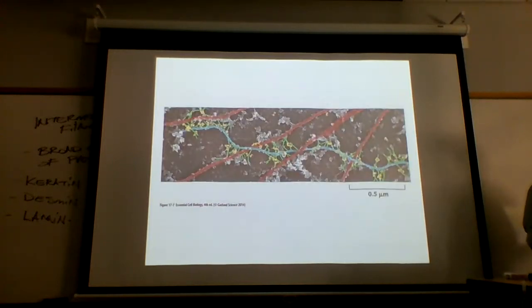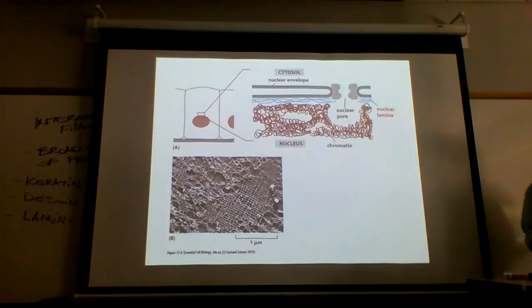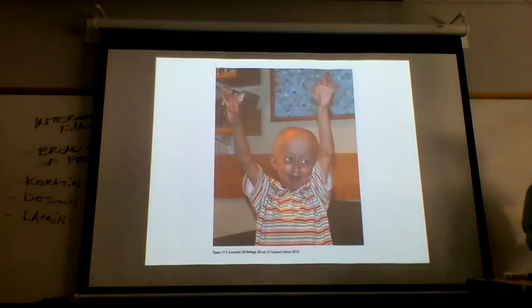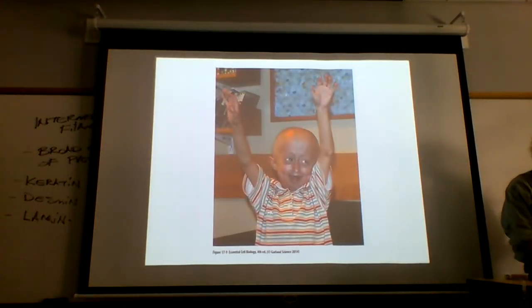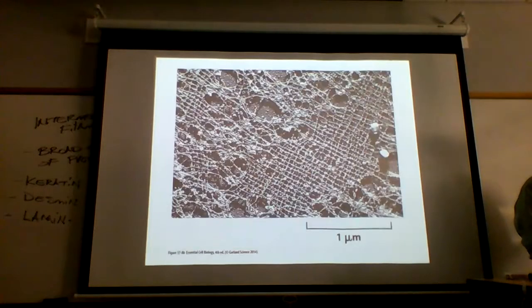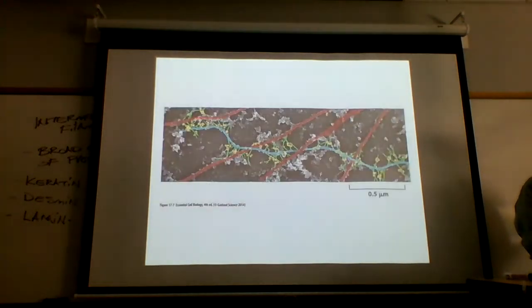And let's see a couple other pictures here. There's actually a class of defects in nuclear lamins that are very rare and cause premature aging disorders. But let's not look at that. That kind of freaks me out. All right.